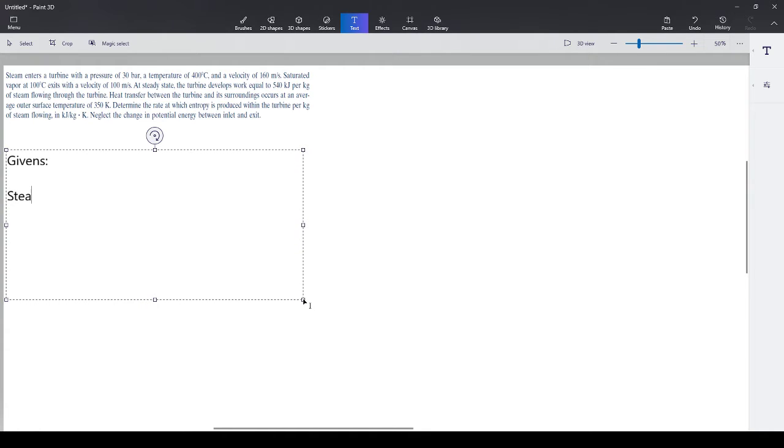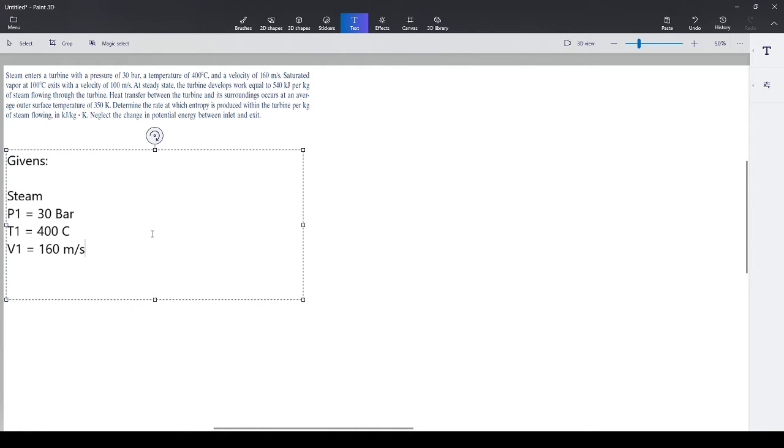So our working fluid is steam, right? With a pressure of 30 bar. So P1 is equal to 30 bar. Pretty straightforward. And a temperature of 400 degrees C. So we are given that T1 is 400 C. And a velocity of 160 meters per second. So we were just given a velocity, which means that kinetic energy is not going to be neglected. If we were ever given a velocity, it means that you will have to do kinetic energy. So that is what we have so far.